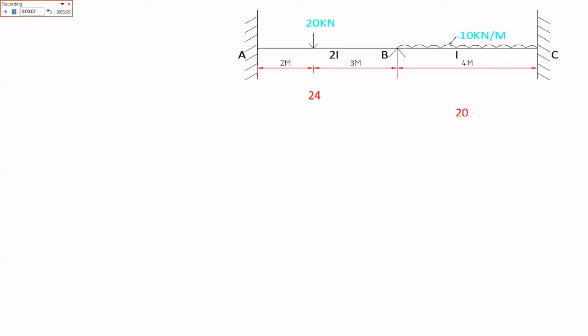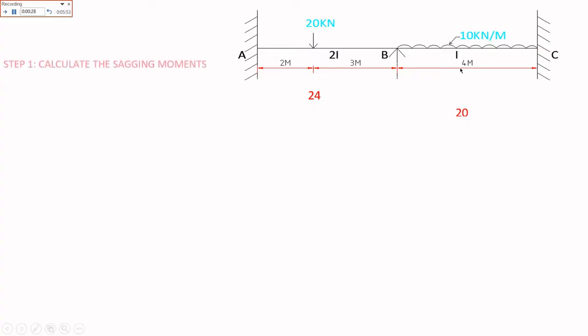So I've redrawn the question. It is here. For better clarity, you can see span AB, you have 2 meters and 3 meters. You have a point load of 20 kilonewton. Then span BC, the one I'm pointing here, has 4 meters and the moment of inertia is simply I.